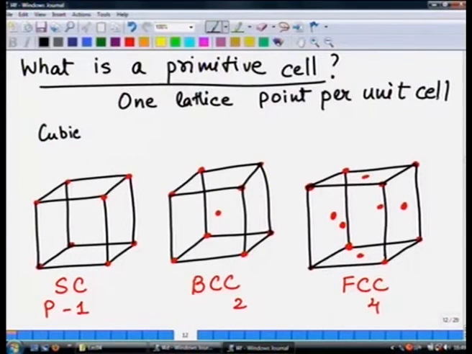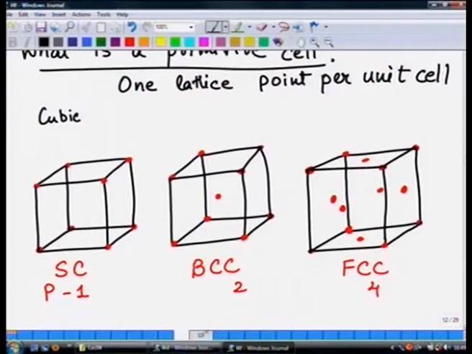If you have 1 lattice point per unit cell, then it is called a primitive lattice. Clearly, simple cubic is primitive, but the body centered cubic as shown, the unit cell shown, is not a primitive unit cell. FCC as shown here is not a primitive cell either, but it is always possible to make a primitive cell out of any structure. Now, if I have a BCC or a FCC, I still need a primitive cell. It is always possible to do so, and I will show you by some example.